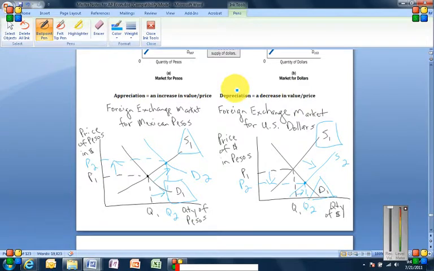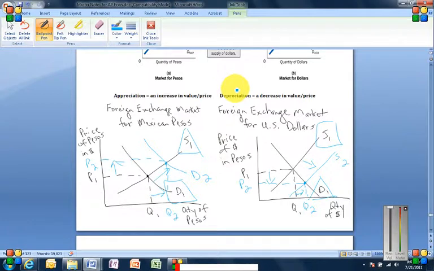Now, of course, we can have other examples of curves shifting in different directions. But the way that I usually like to think about things is who's supplying their currency out there. The people that are supplying their currency will always have their supply curve shift to the right. And then the currency in the other market will have its demand curve shift to the right.